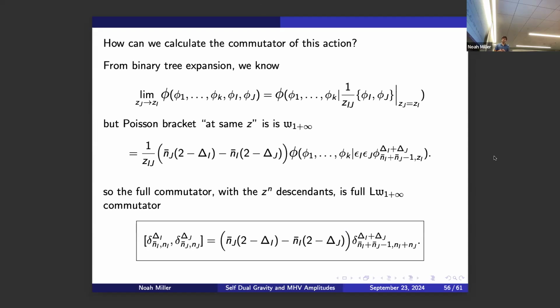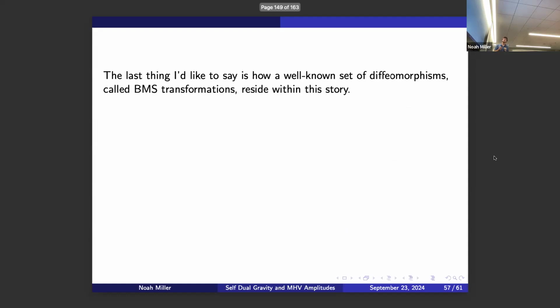So in other words, we can see that this perturbiner expansion has the commutator of acting on self-dual spacetimes. It's the same thing as the literal algebra Lw(1+∞).